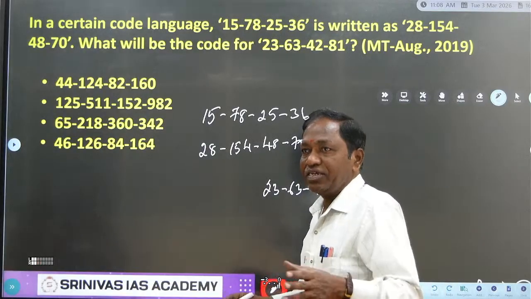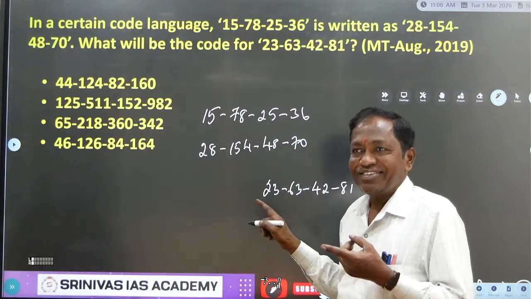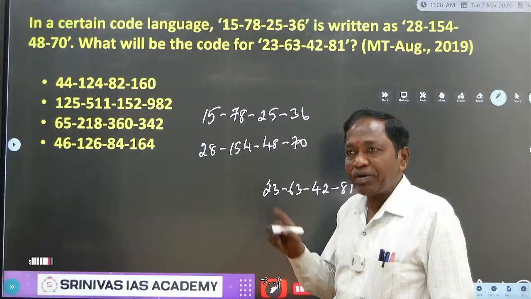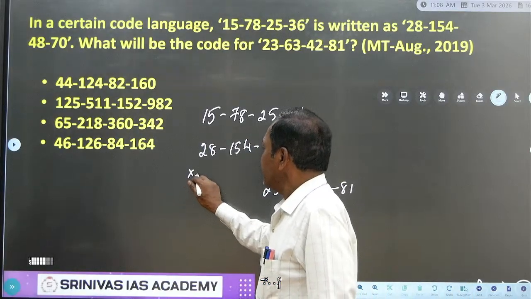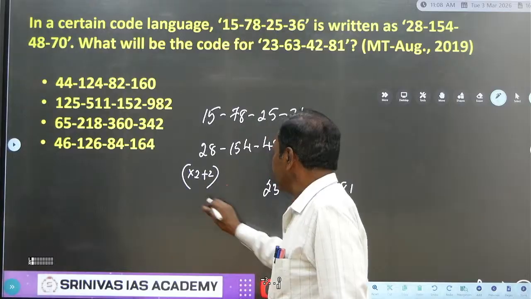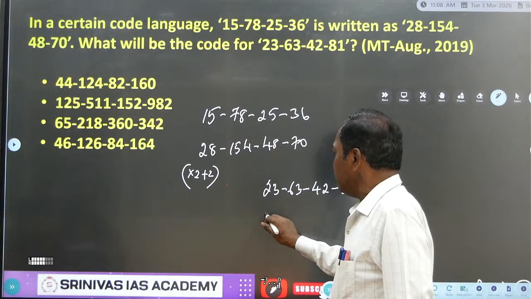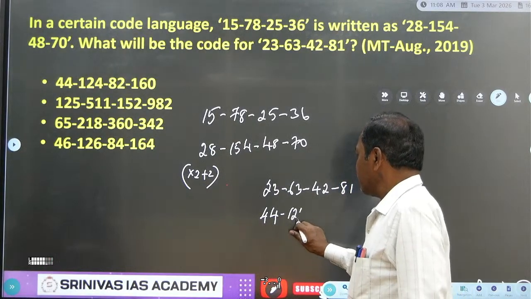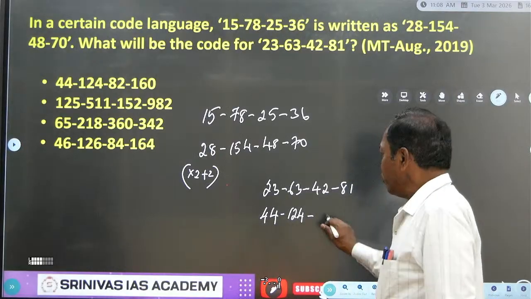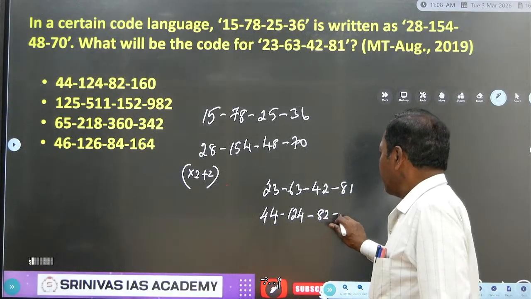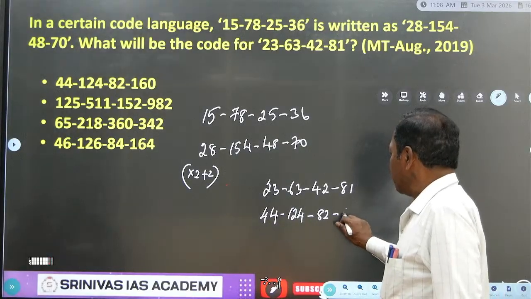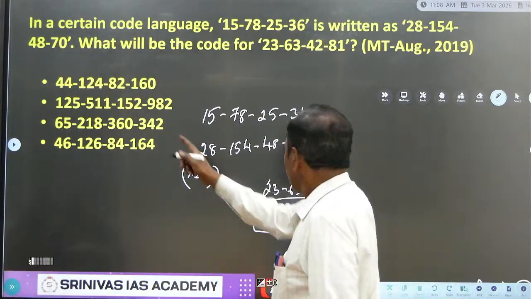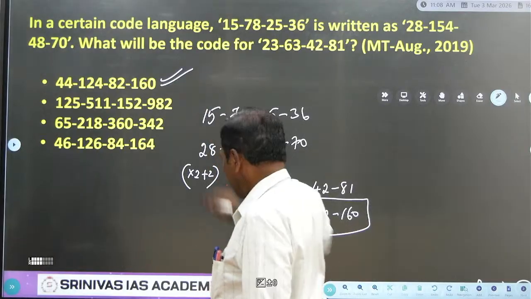Like a number sequence. See, number series is applied here. That is the beauty of these problems. Number series is applied in coding-decoding. It means into 2 minus 2 is the pattern. 23 into 2, 46 minus 2, 44. Now 63 into 2, 126, minus 2, 124. 42 into 2, 84 minus 2, 82. 81 into 2, 162 minus 2, 160. It means 44, 124, 82, 160. Option A.